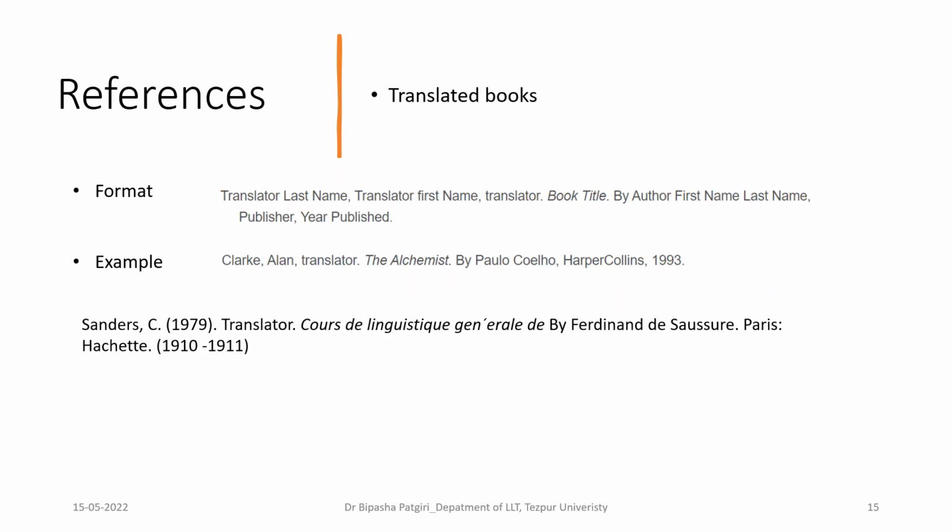Translated books are written in this way. Right after the name of the translator and the year of publication, write the word translator. That means he or she is the translator of the book. So originally it was written in French by Ferdinand de Saussure. Now you can see that the entire name is written, Ferdinand de Saussure. The name of the book was like this, and you have read the translated version. Paris was the place of publication. Hachette was the publication house's name.